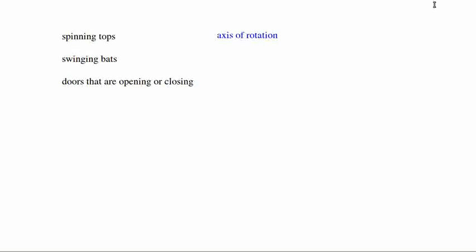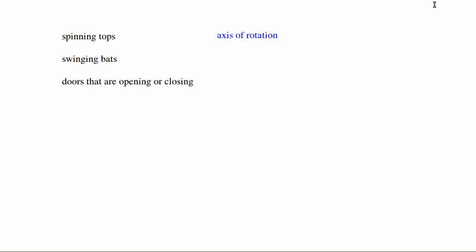Now, if objects are not rotating, to get them rotating about an axis of rotation, you need to apply a force. Now, there's something curious about causing an object to rotate by applying a force. If you apply a force to one point on a door, all the matter of the door starts moving. All right, why is that?